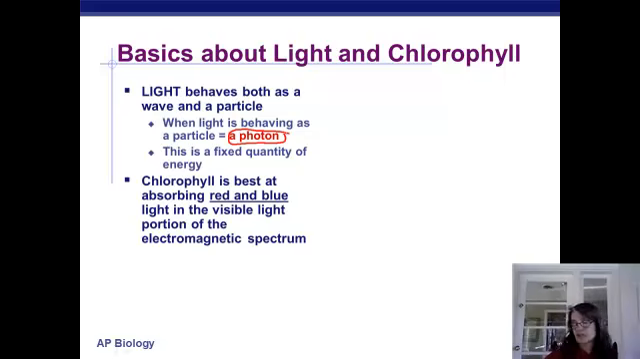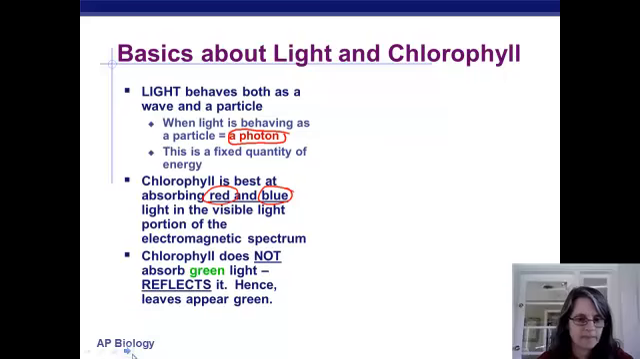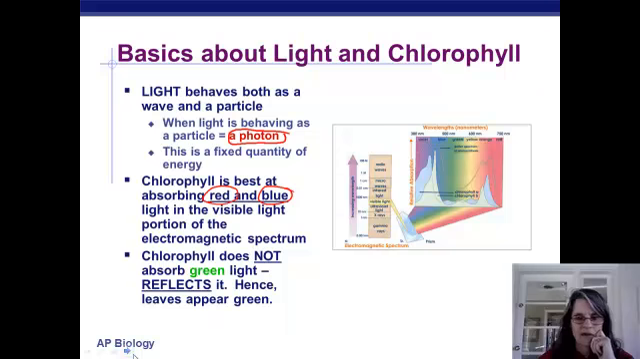Now, chlorophyll doesn't just absorb any old light colors. It is very best at absorbing red wavelengths and blue wavelengths, and it is terrible at absorbing green, which is why when we look at chlorophyll in leaves, we see green. It is being reflected back. It is not being absorbed. So the spectrum of light that's doing a plant good is the red and blue ends, not the green. That's useless to a plant. So it reflects green. It does not absorb it.